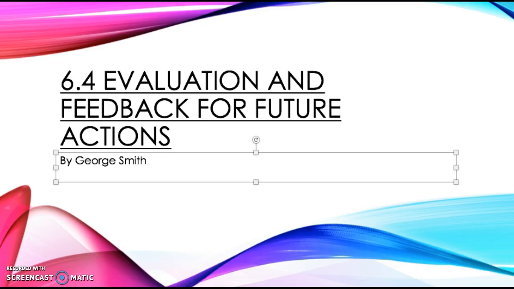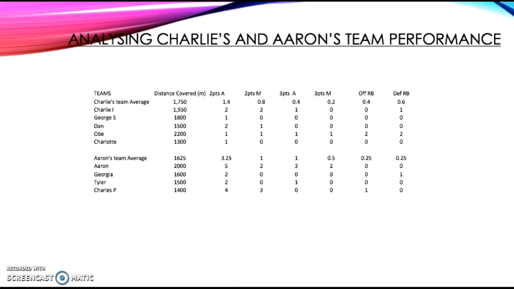6.4 Evaluation and feedback for future actions. Using notation analysis, we can see that Charlie's team covered a larger distance of 1,750 metres compared to Aaron's team, which covered 1,625 metres, which would suggest that Charlie's team worked harder.